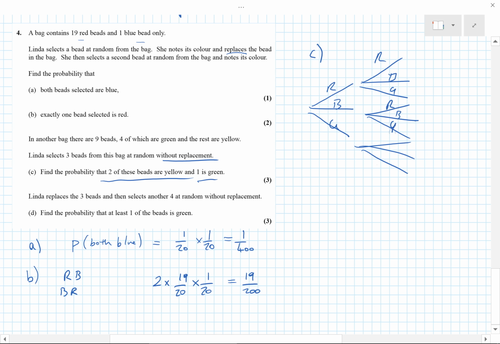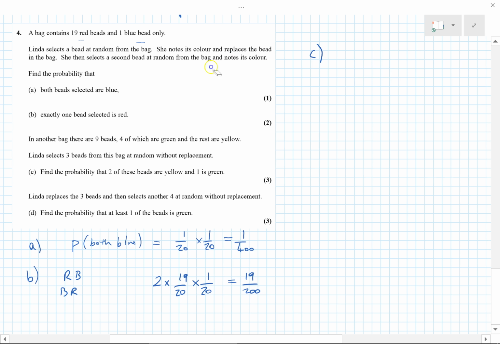But I'm kind of aware that really, although there's plenty of time, if you know what you're doing with the exam, any time that can be saved just by thinking about it is probably a good idea. So I'm going to do it without a tree diagram. We've got 3 beads being selected from a bag and there's no replacement. That's key.